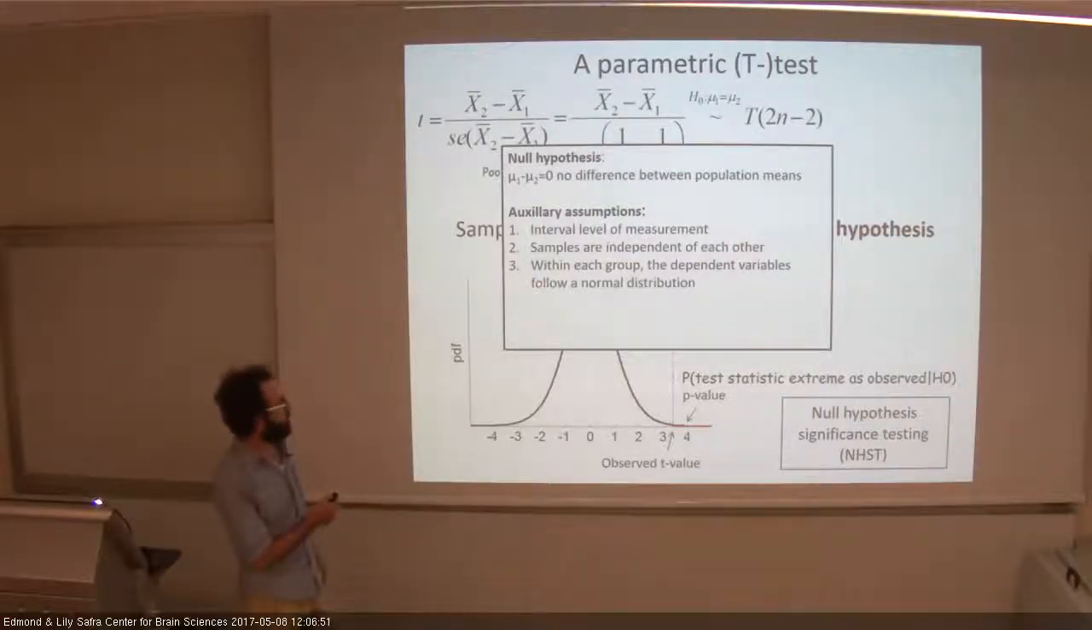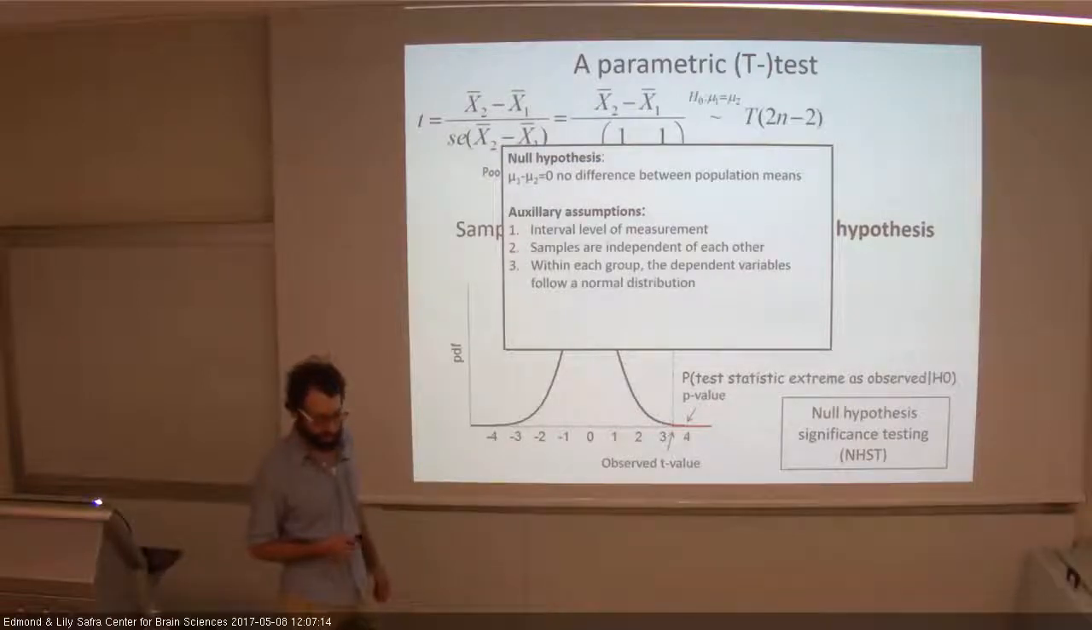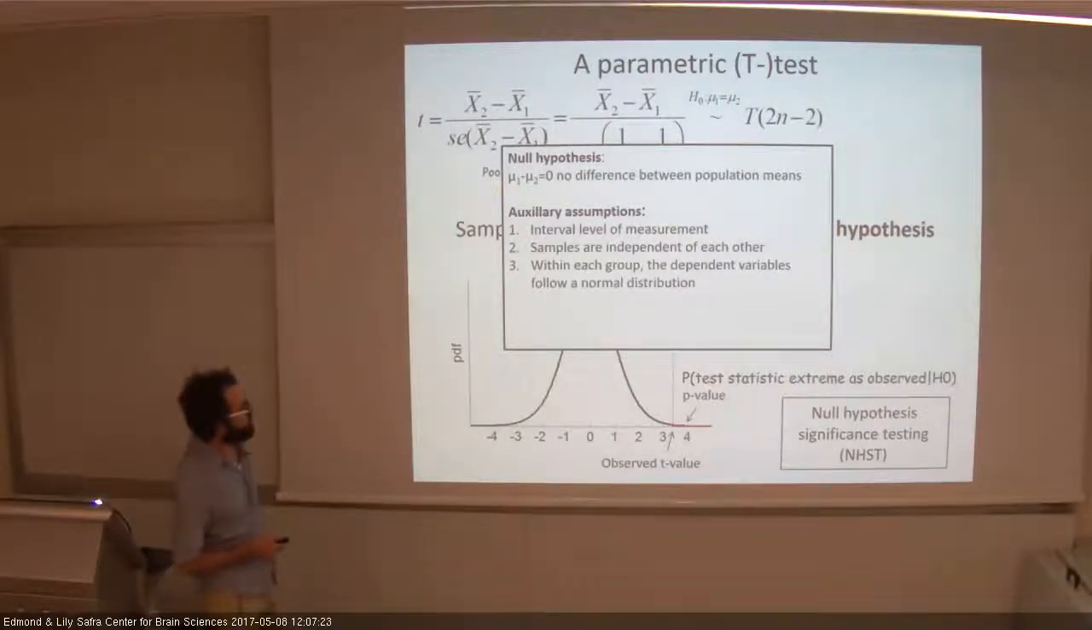And within each group, the dependent variables follow a normal distribution. If we have a large enough sample, this can be relaxed. So even if you have something which is not normally distributed, like weight, which is log normal, if you average over many subjects, your sampling distribution would be normal. So you can still use the t-test. But there are also other motivations to use non-parametric statistics, which we'll see later on.